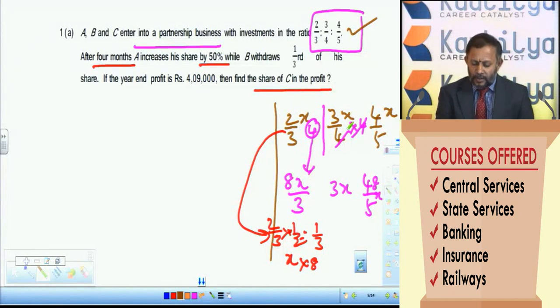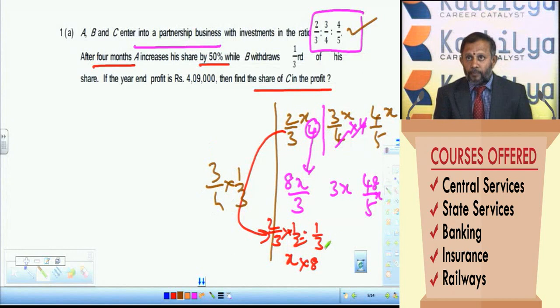So you all know that 1/3 of 3 by 4 is 1 by 4. So 3 by 4 minus 1 by 4, because that is reduced by 1/3. Out of 3 by 4 you have to calculate 1/3, which is 1 by 4. So 3 by 4 minus 1 by 4 is 2 by 4, or half.